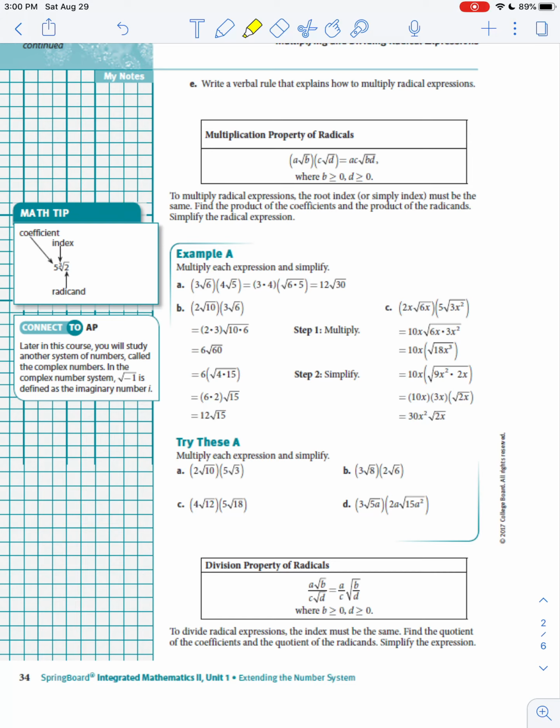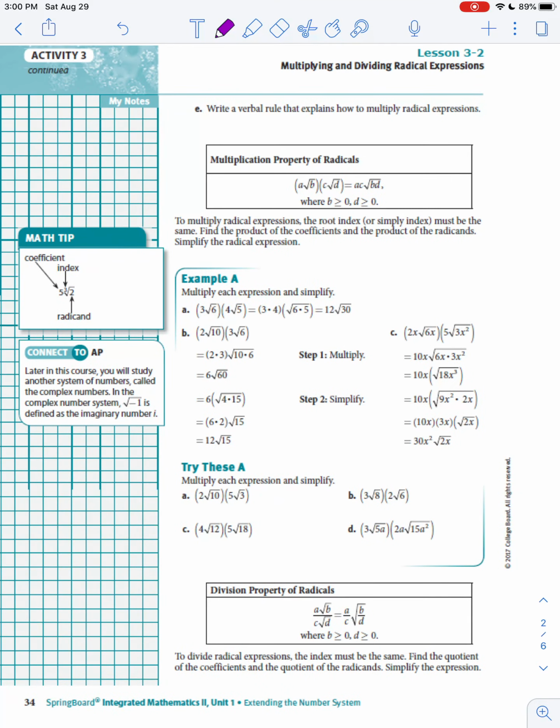And for our rule, first they ask us to write the verbal expression, so a verbal rule. So if I wanted to write it in words, I would say, kind of what I've been saying, multiply the coefficients together, and then multiply the radicands, or what's underneath the radical. And then, of course, always simplify the final answer. Always simplify.